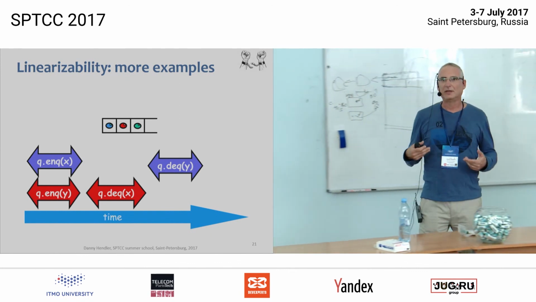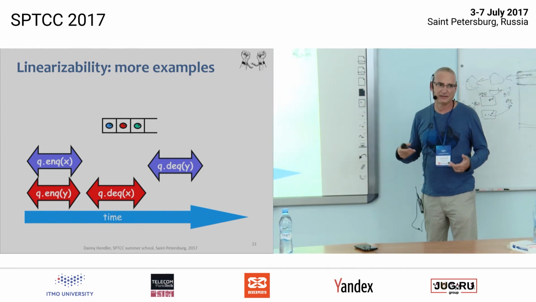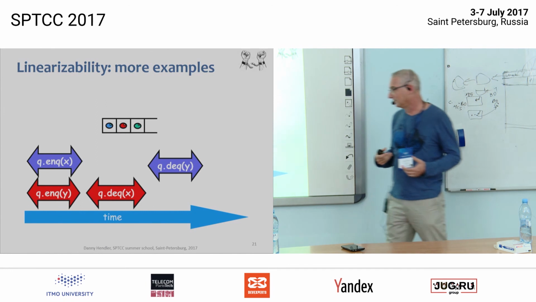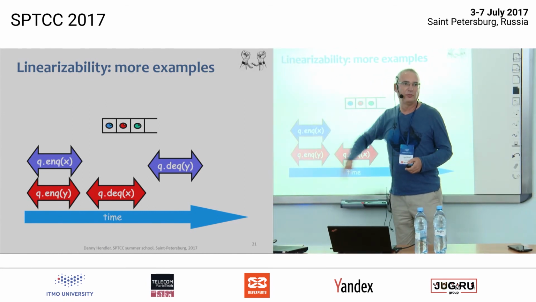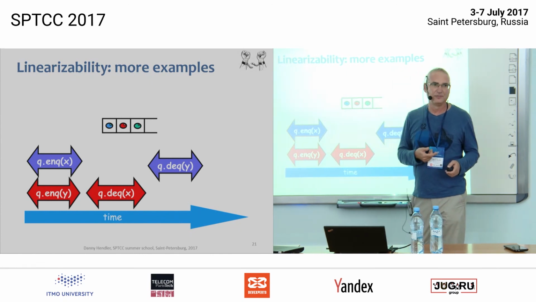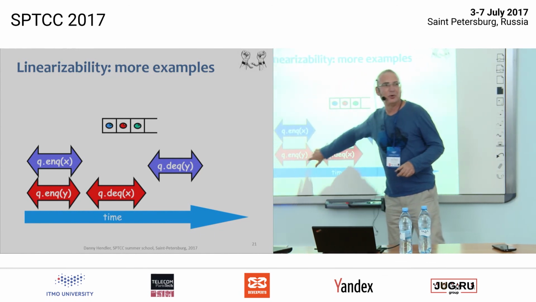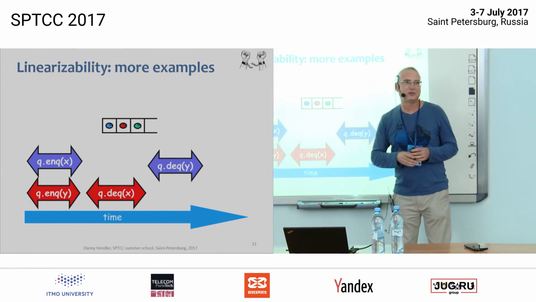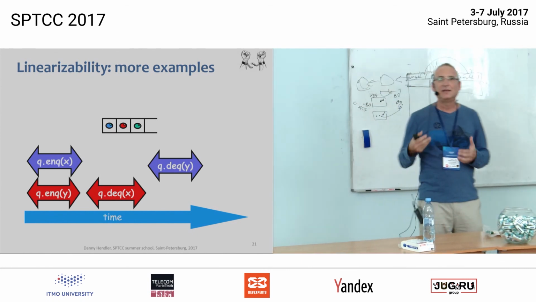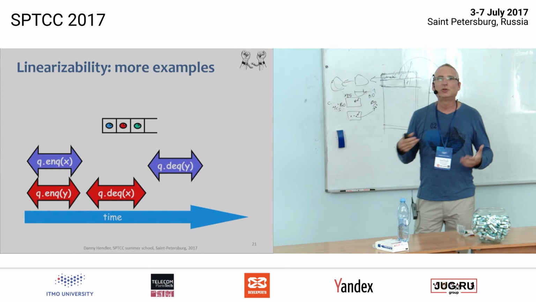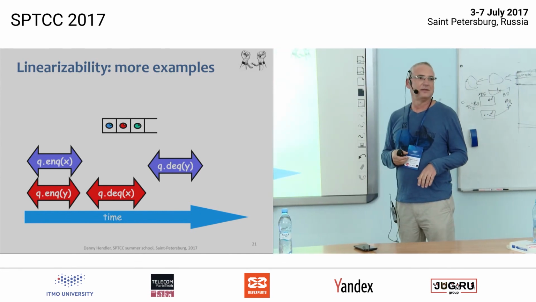Now, in order for us to say that this execution is legal, that is linearizable, we should ask ourselves, can we order these four operations in a total order by putting a linearization point in the interval of each of these operations so that the total order that we get is a legal sequential execution on this queue? So what do you think?